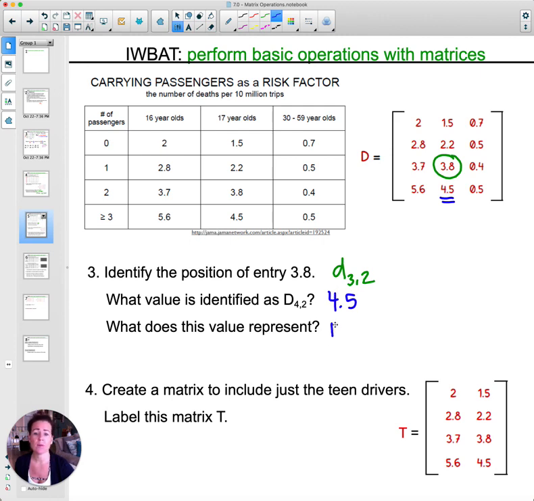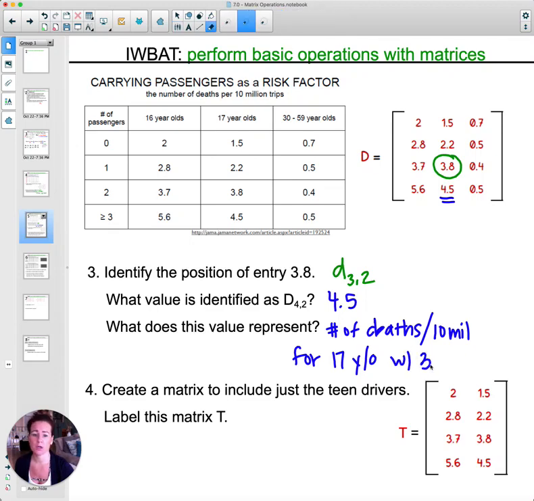So that is the number of deaths per 10 million for 17-year-olds with three or more. So I'm going to put greater than or equal to 3 passengers. Okay, so if a 17-year-old is driving with at least 3 passengers in their car, then there's 4.5 deaths per 10 million rides.